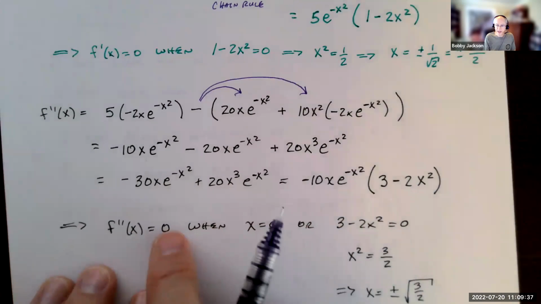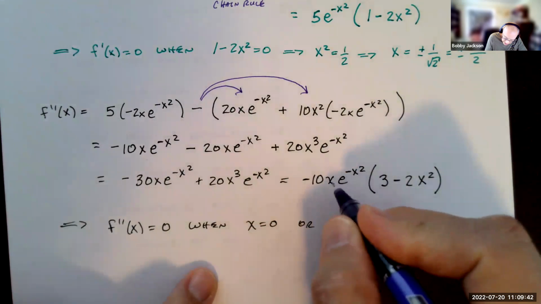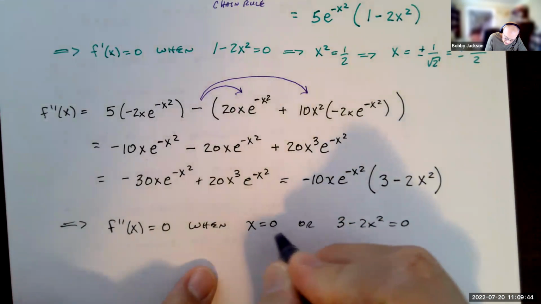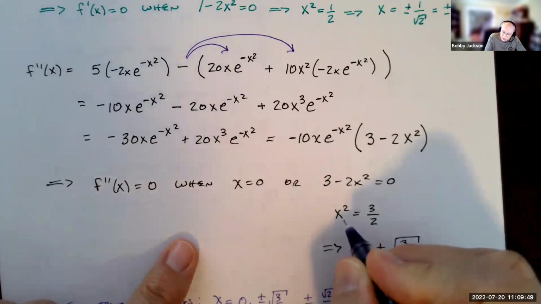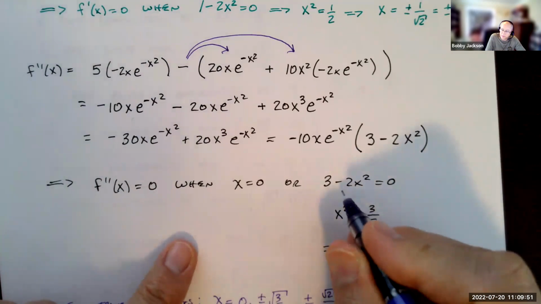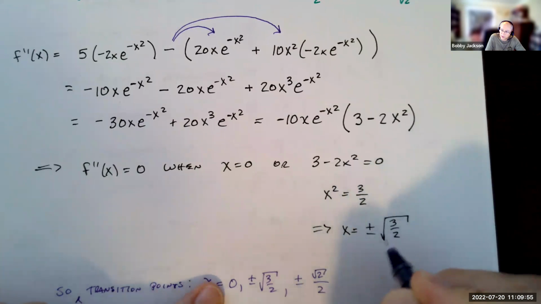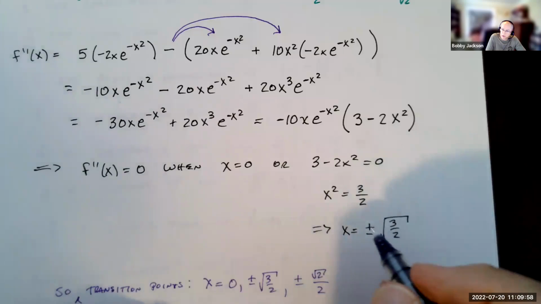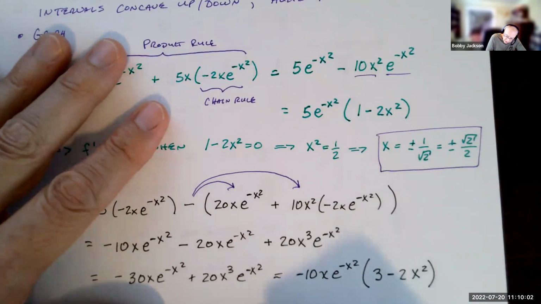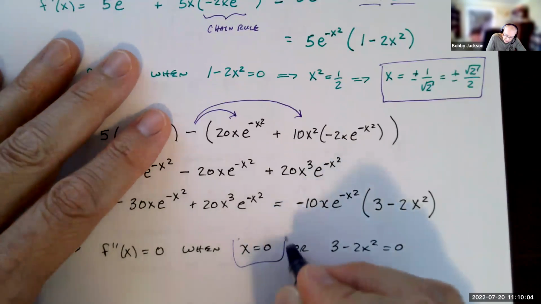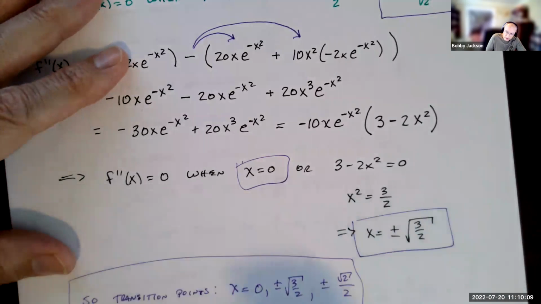Okay, so now the second derivative is equal to 0. Well, e to the negative x squared, that's always positive, but x could be 0. So when x is 0, the whole thing is 0. Or when this stuff, 3 minus 2x squared, is 0. That's when x squared is 3 halves, right? And then plus or minus the square root of 3 halves would be the value of x. So I've got these values here, this value, and these values. Those are the possible transition points.